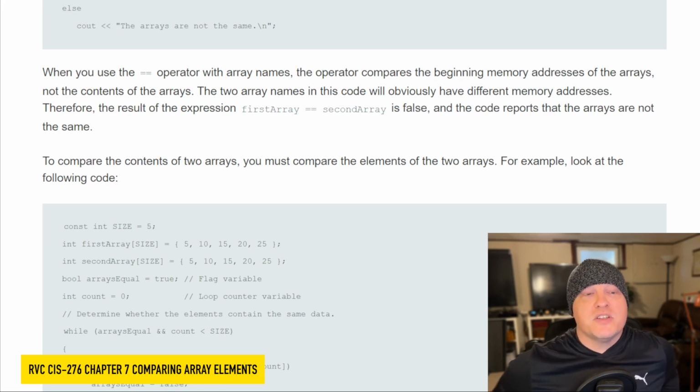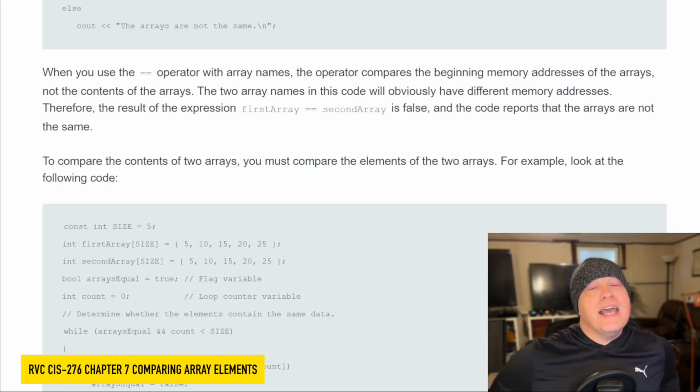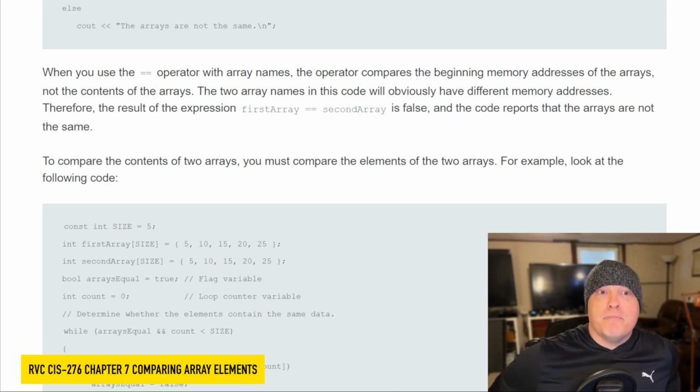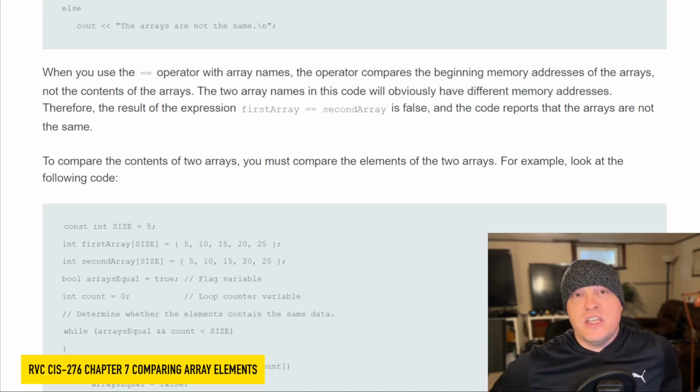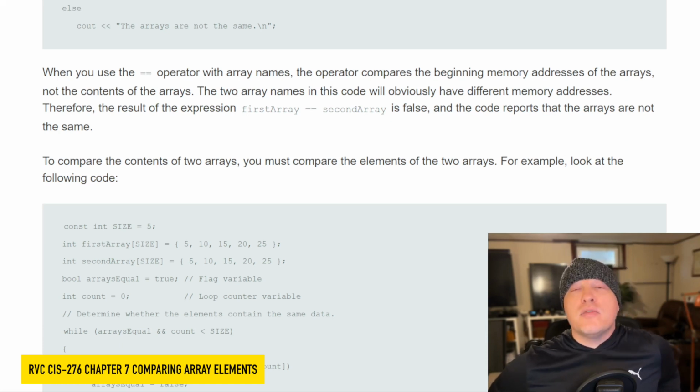I do want to spend just a moment here on page 410 to talk about comparing the contents of one array to the contents of another array. What you cannot do is use the comparison operator, the equals equals, so you cannot say if array 1 equals array 2. That is never going to return for you a true value.